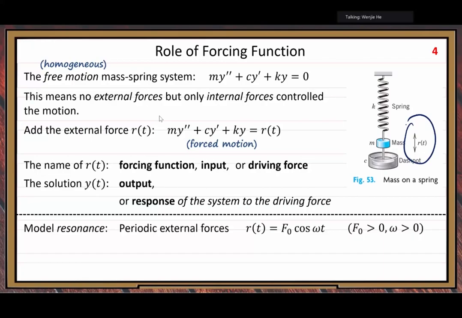So this time we consider a non-homogeneous ODE like this. Let's try to calculate the solution, try to solve this ODE, and we want to see under what condition the resonance problem occurs.